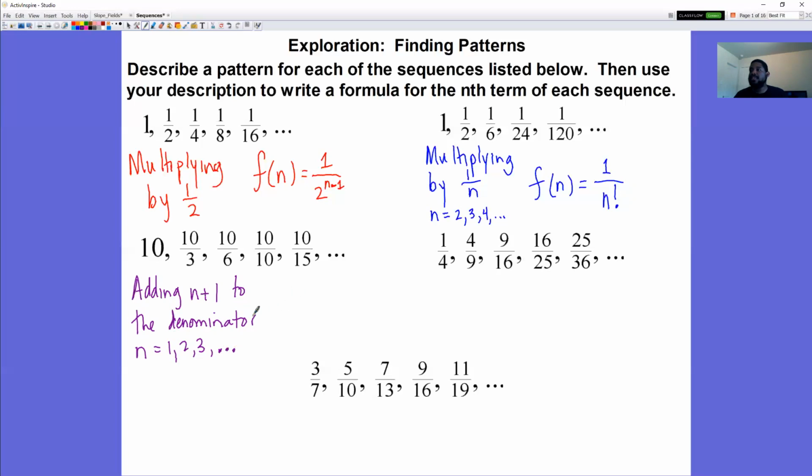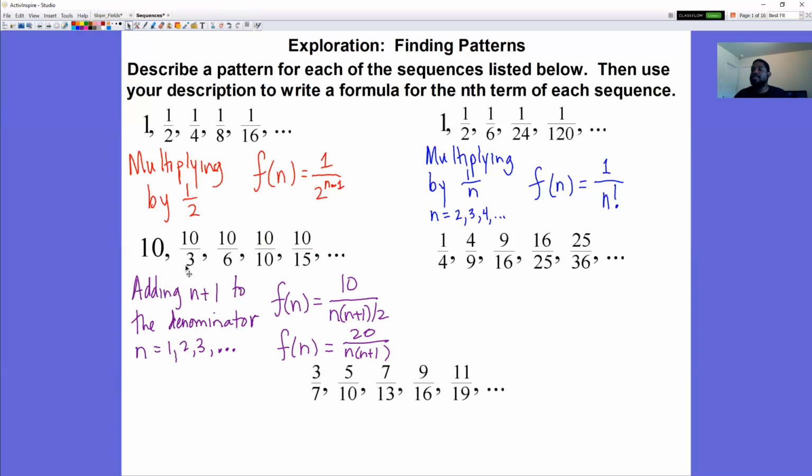Okay, the formula for this is given as f of n is 10 over n times n plus 1 all divided by 2, which will simplify to f of n equals 20 over n times n plus 1. Again, some of these formulas are very challenging to come up with. I don't know if you are familiar with these numbers. These numbers in the denominator are called the triangular numbers. It's a pattern developed from geometry.